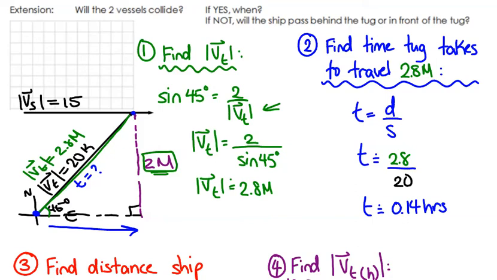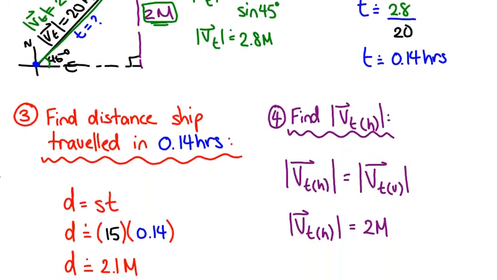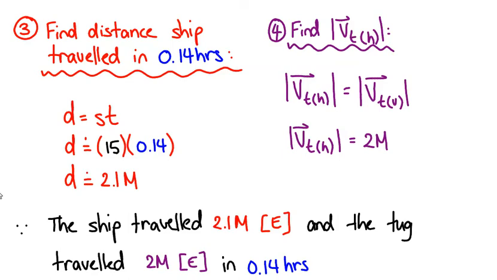But for now, why don't I just figure out how far the ship went in that amount of time? That 15 is the speed, so it's in knots. So what is its distance? If we try to find VS in terms of distance, in nautical miles, distance is speed times time. So I'm just going to take the speed times the time. So it traveled 2.1 nautical miles.